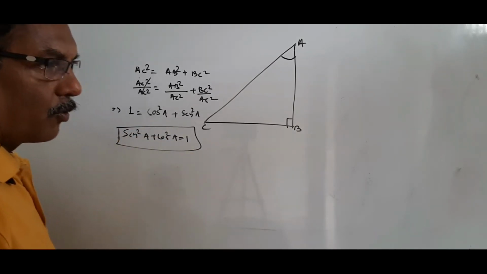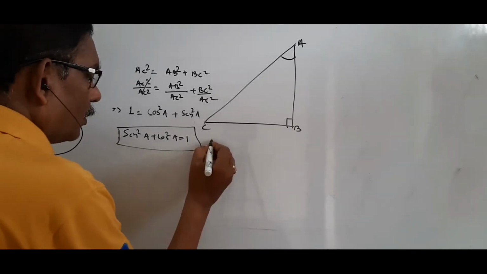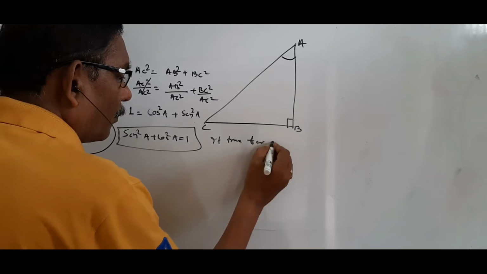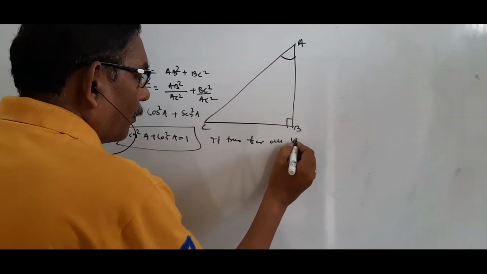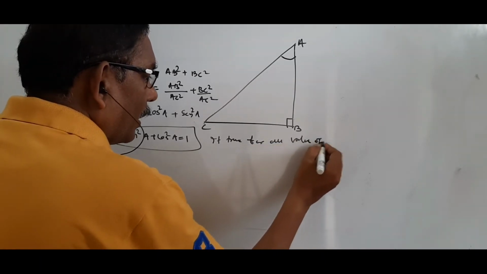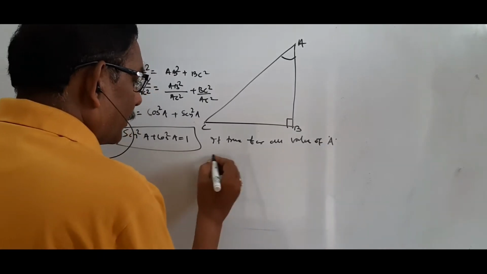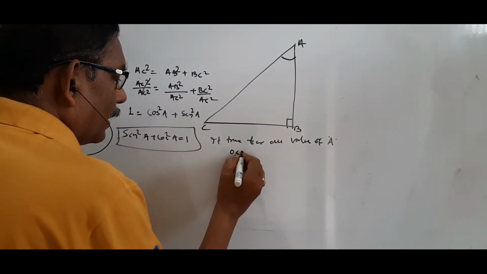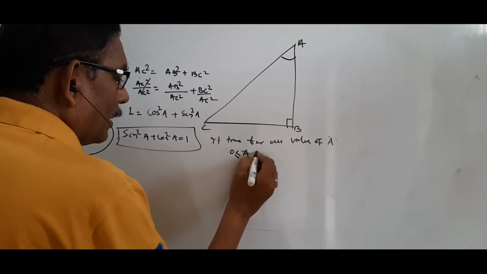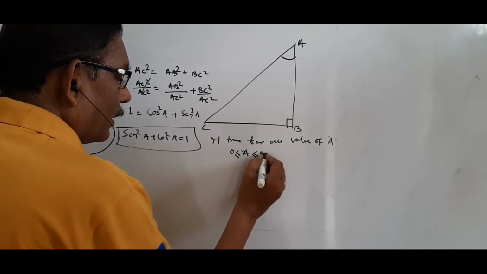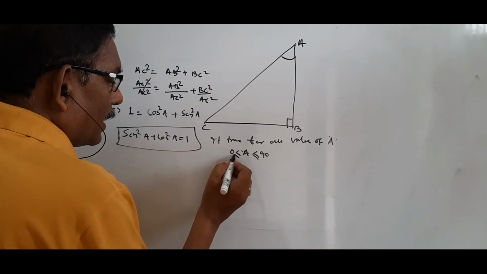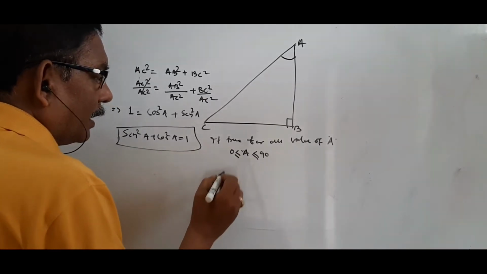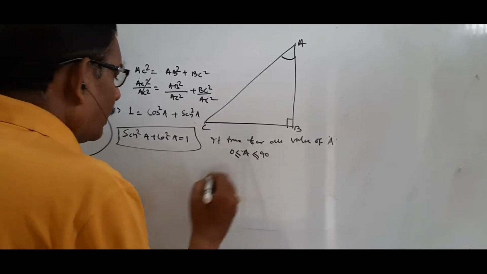This equation is true for all values of angle A. The condition is 0 less than or equal to A less than or equal to 90 degrees. It means 0 is less than or equal to A, which is less than or equal to 90 degrees. It is true for this condition only. Okay.